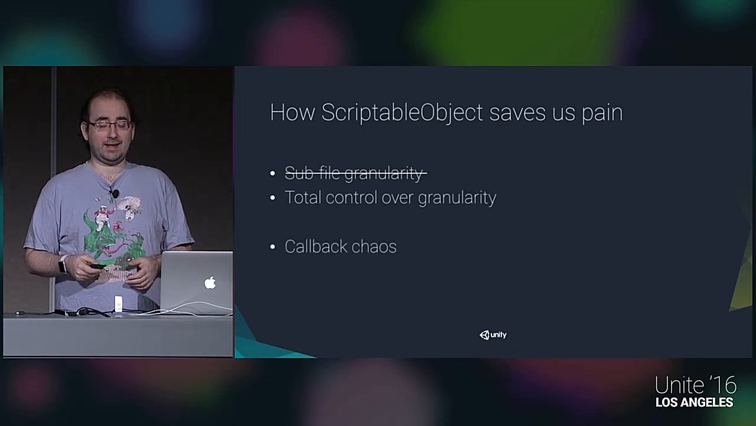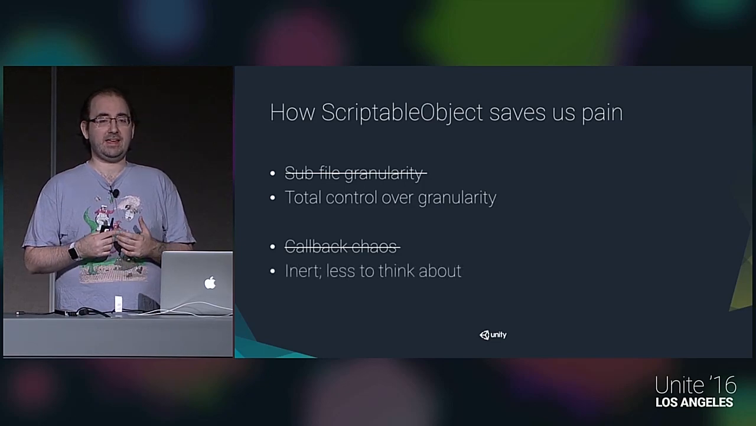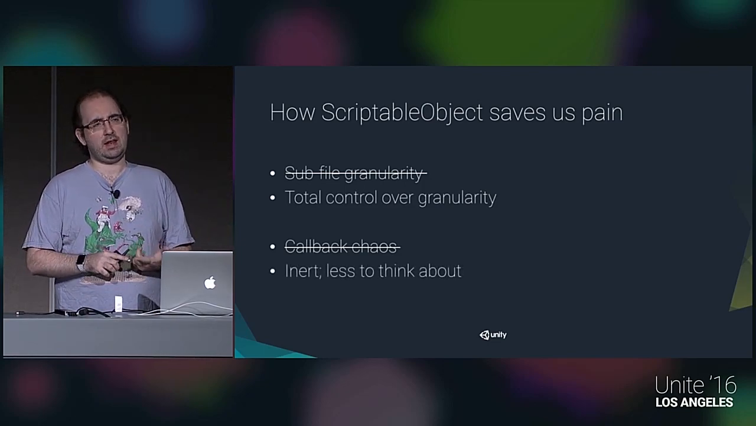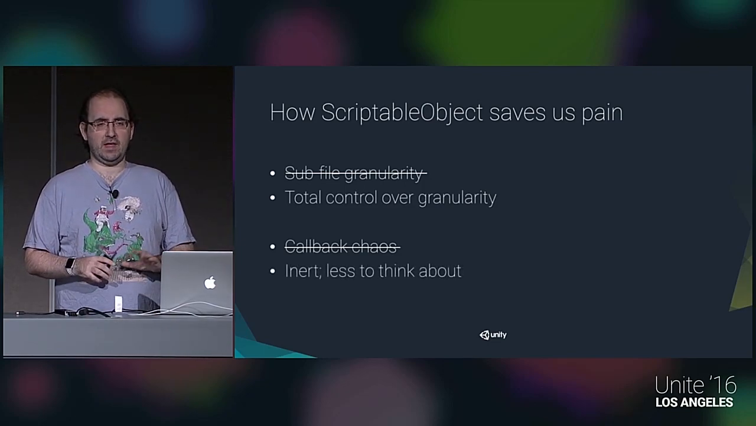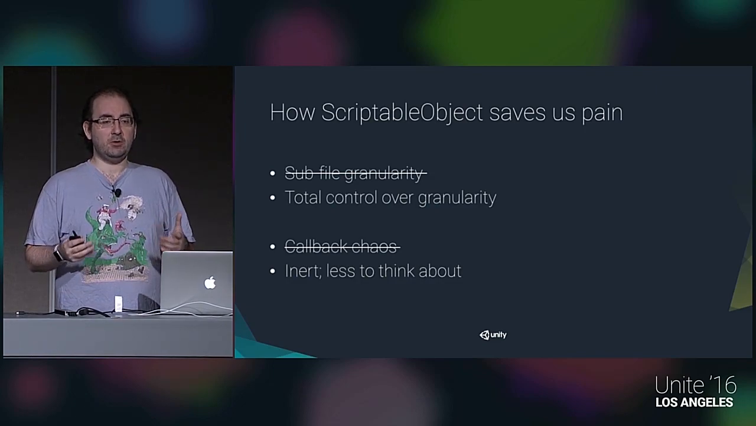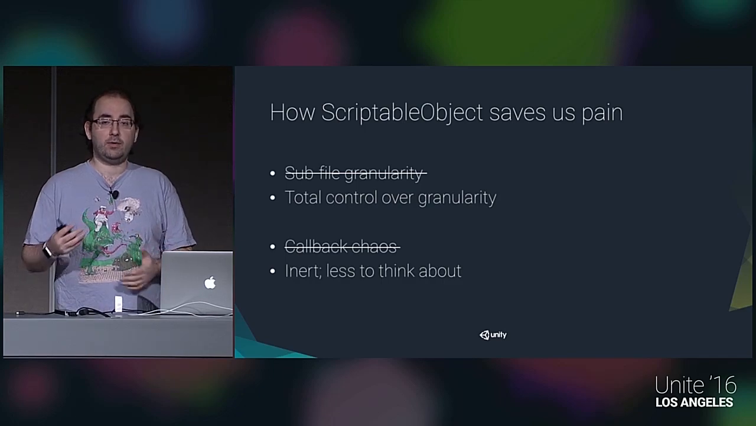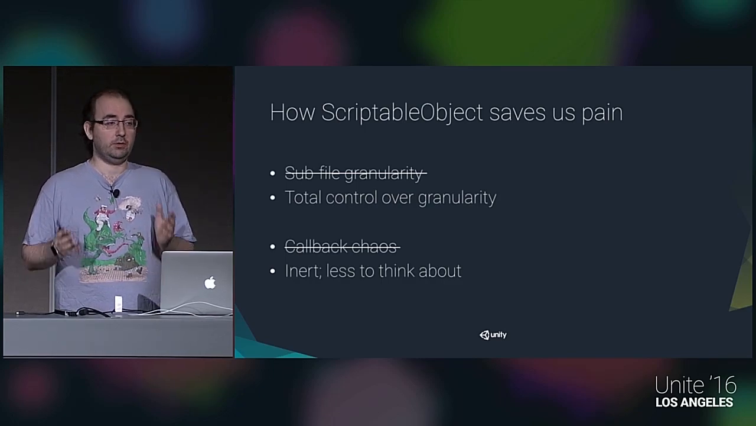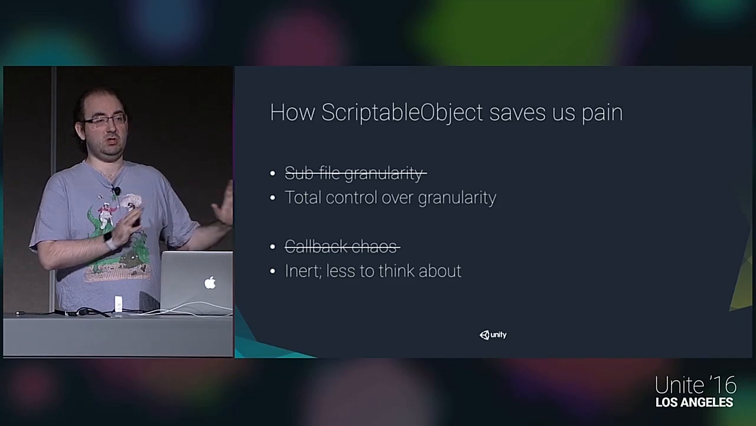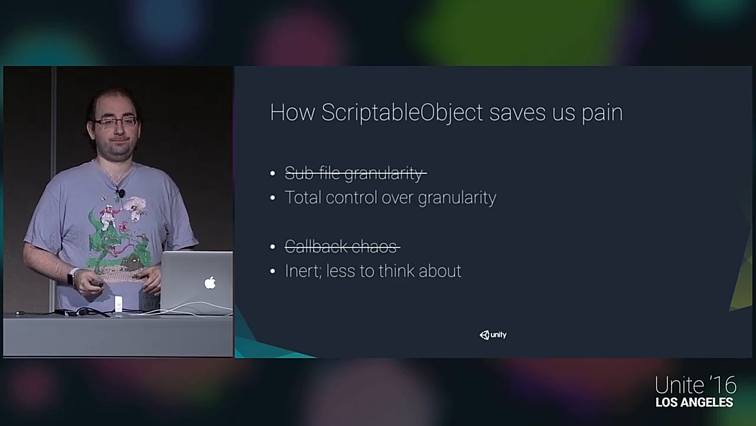And lastly, callback chaos. As I said, they get basically no callbacks. They get on-enable, on-disable, and on-destroy. And that's it. So because they don't do anything, it's a much lower cognitive load for you when you're trying to debug, when you're trying to understand what is happening. You can just ignore these things. They don't do stuff unless you're making them do stuff.